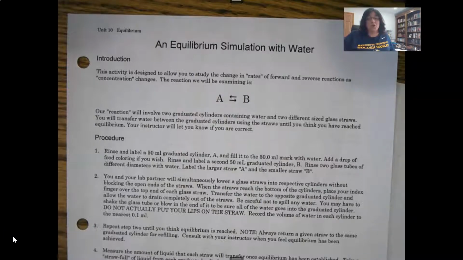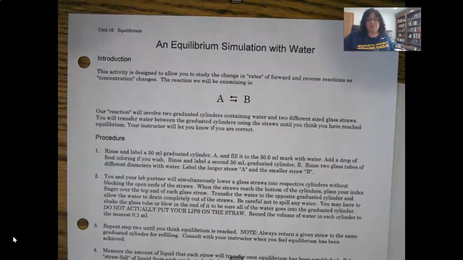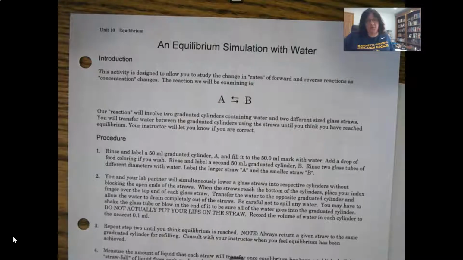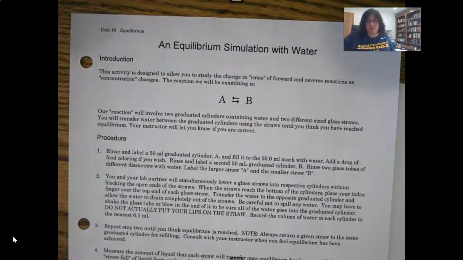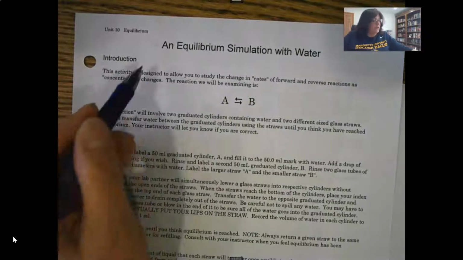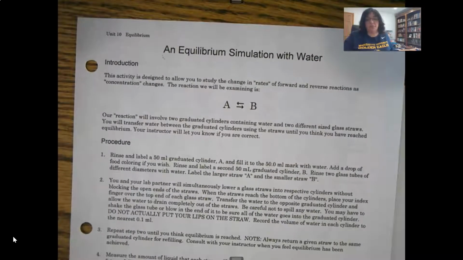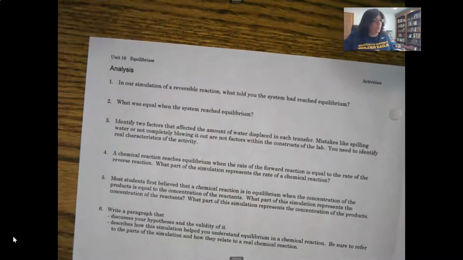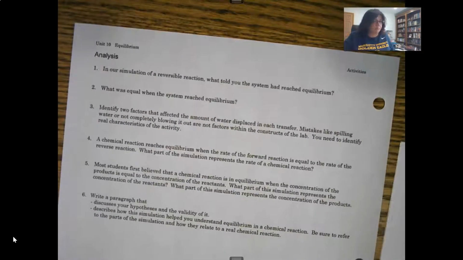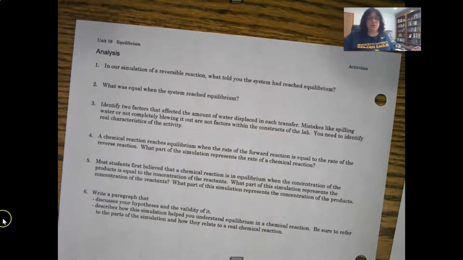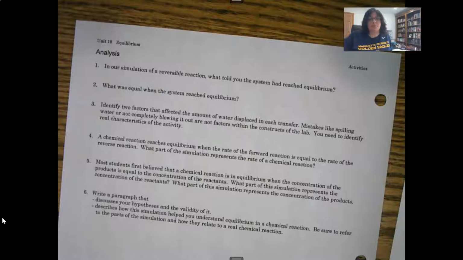All right, so you watched the demonstration with the graduated cylinders and the colored water, and then hopefully you went and answered the questions that were about that. So what we're going to do is talk about the questions that you answered for an equilibrium simulation with water, the graduated cylinders. On the back, you had to do questions 1 through 5, and then I want to go through those. I want to do a little bit more to make sure you're comfortable with things.